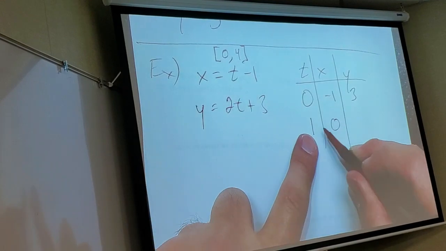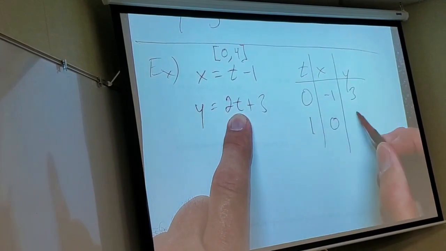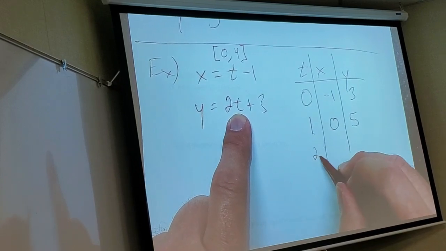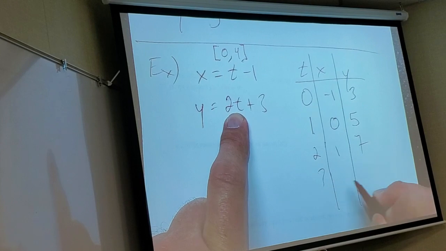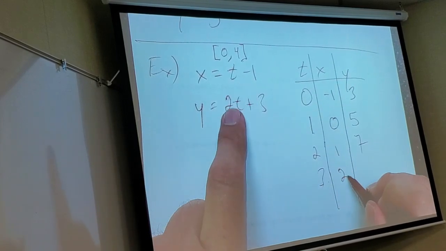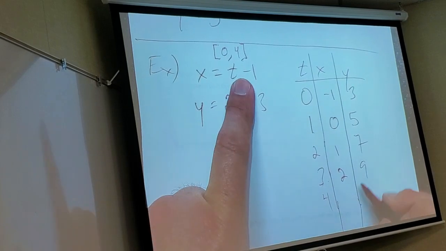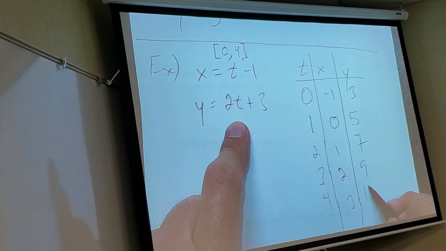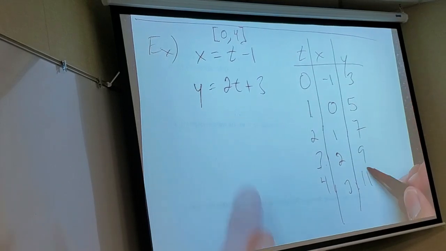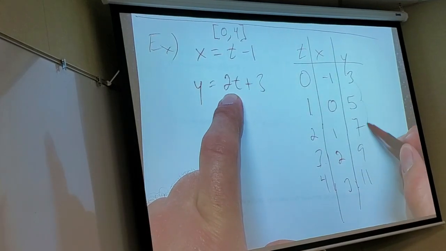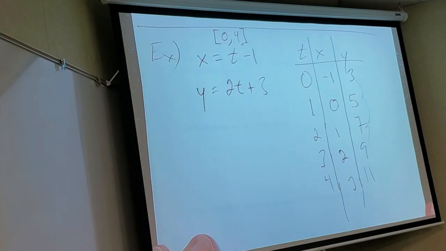When I make t 1, what's y? That's crazy. For t equals 2, I get 1, and I get 7. For 3, I get 2, and I get 9. For 4, I get 3, and I get 11. Okay. By the way, this should be easy once you see the slope is 2, so it should go up by 2 every time. Do you guys see that? So how do I graph this?